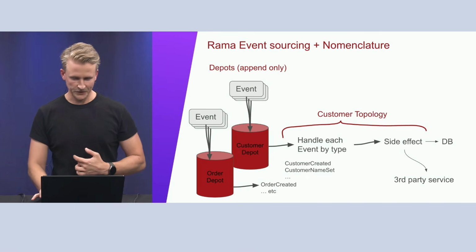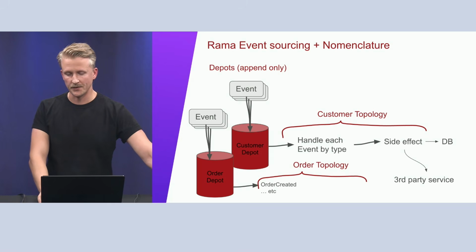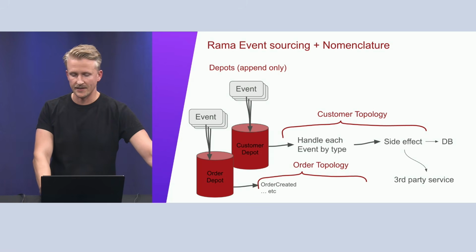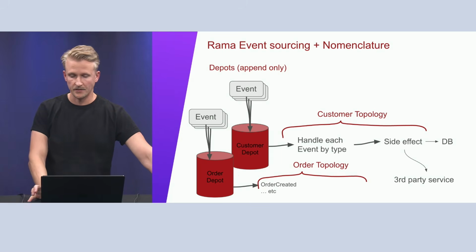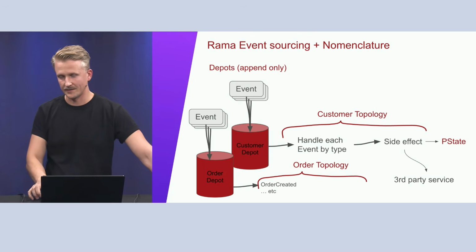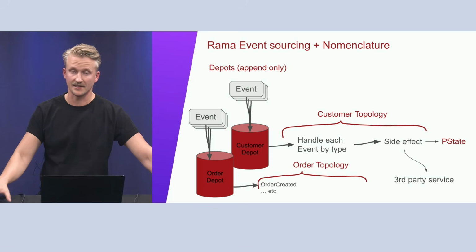So moving forward, we have the customer topology and the order topology, which is, as I mentioned before, the ETL, the data transformation part, where you handle each event and do your side effect. And in Rama, the data store that you use is abstracted as a PState, a partitioned state. So the state, we'll get to it.